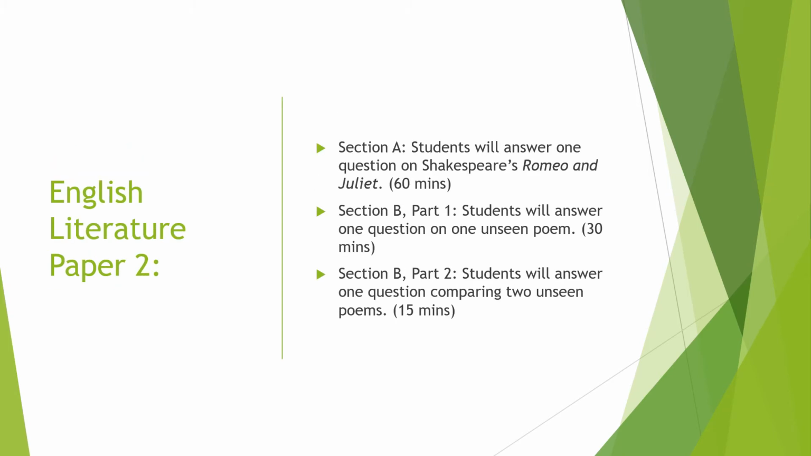All questions in English Literature Paper 2 are entirely compulsory. Our students will answer 1 question on their Shakespeare text, Romeo and Juliet. In Section B, students will answer 1 question on 1 unseen poem, and in Section B Part 2, they will answer 1 question comparing 2 unseen poems. In total, this exam is 1 hour and 45 minutes long.